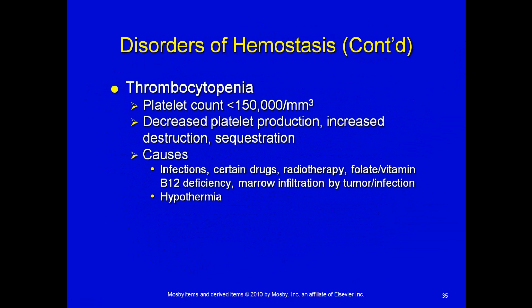Thrombocytopenia is when your platelet count is less than 150,000. It's a result of a decrease in platelet production and an increased destruction or sequestration of platelets. Causes of thrombocytopenia include infections. Certain drugs will decrease your platelet count. Radiotherapy, folate, vitamin B12 deficiency, marrow infiltration by a tumor or infection of your bone marrow, and hypothermia will cause thrombocytopenia as well.